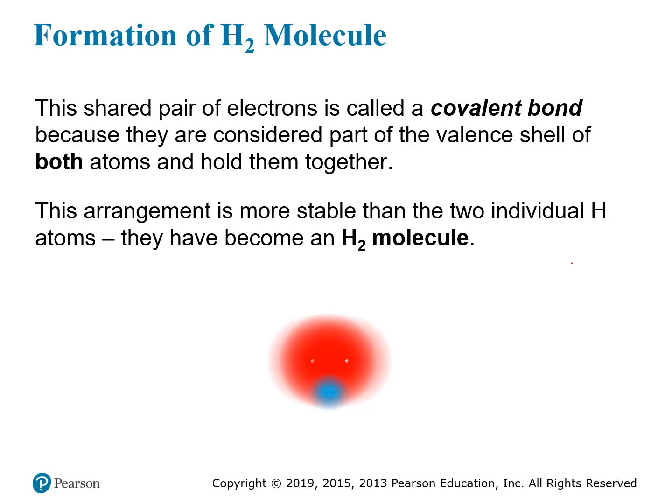So this shared pair of electrons, because now these electrons are both orbiting both nuclei, we can't really say that they belong to one or the other. They're shared between them. And this shared pair of electrons is called a covalent bond. Again, it's covalent because they're part of both valence shells from both atoms. So the valences sort of blend together. And this arrangement, as I said, is more stable than individual hydrogen atoms. So this has become a new stable unit, which we call the hydrogen molecule, or the H2 molecule.